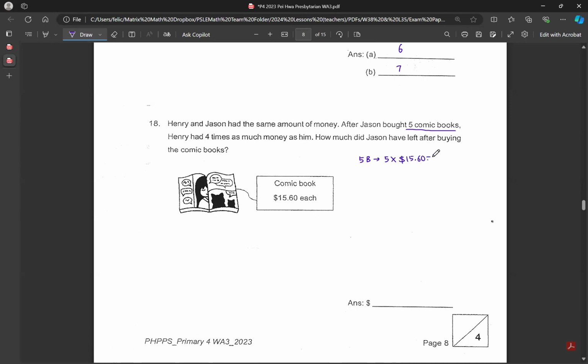I shall not show the side working for this. You'll just check whether you have $78. This is what Jason paid for. So in your working, you will have 78.00. You can put away the 0.00, $78, it'll be the same thing.